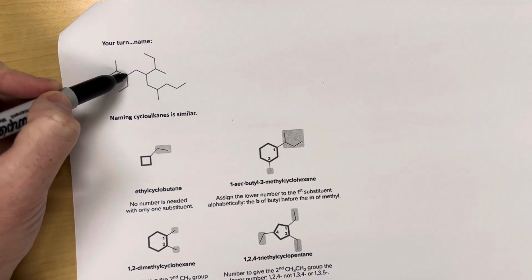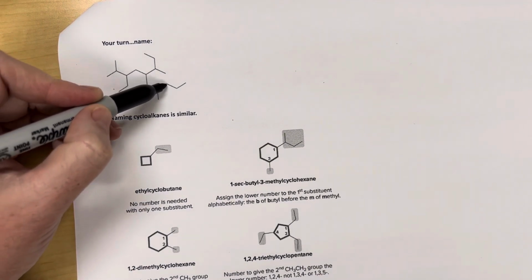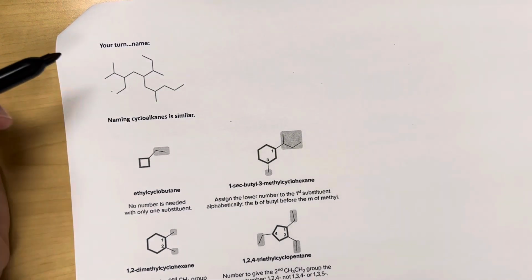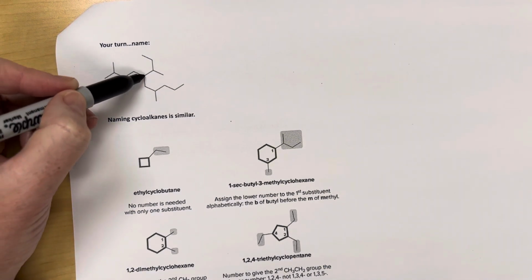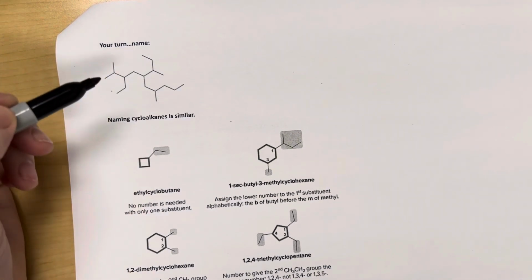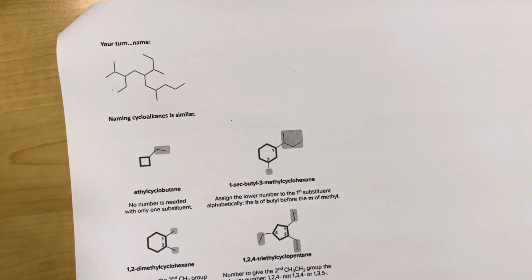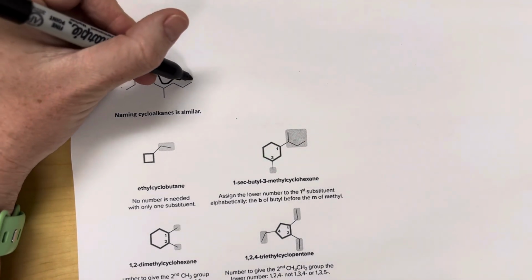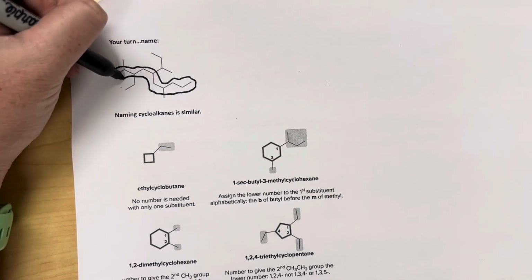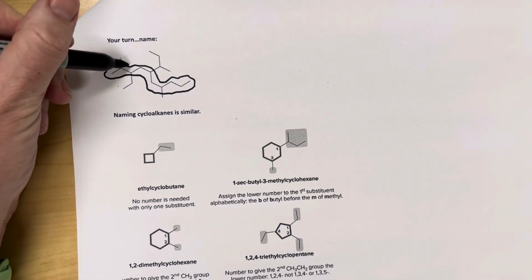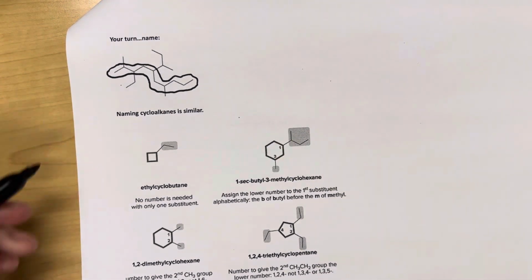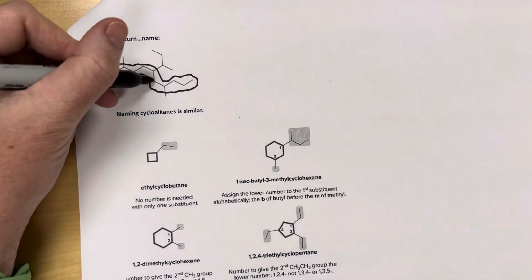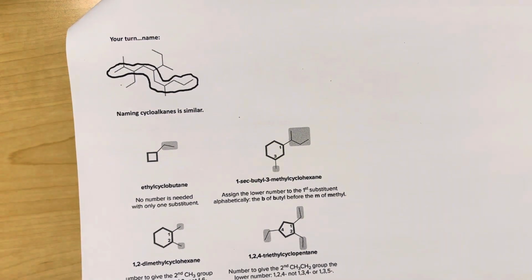So we got 1, 2, 3, 4, 5, 6, 7, 8, 9, 10. 1, 2, 3, 4, 5, 6, 7, 8, 9, 10. Lots of 10s. Let's go ahead and circle any of the 10 carbons. Again, you could have come up this way and you would have gotten the exact same molecule. But 1, 2, 3, 4, 5, 6, 7, 8, 9, 10. Good. I'm cool with it.